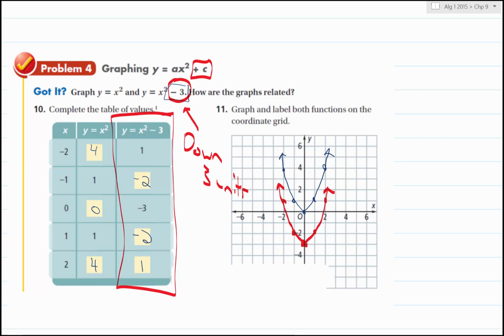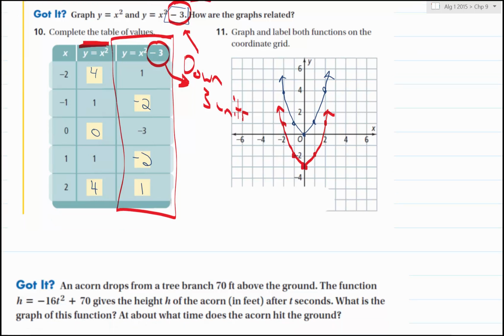Okay, so we know what the regular parabola is going to look like. And then if we use -3, that means down 3. That way we don't have to make tables every time, right? Because tables are cool to sit at and eat. But we don't have to make one every single time we do one of these.